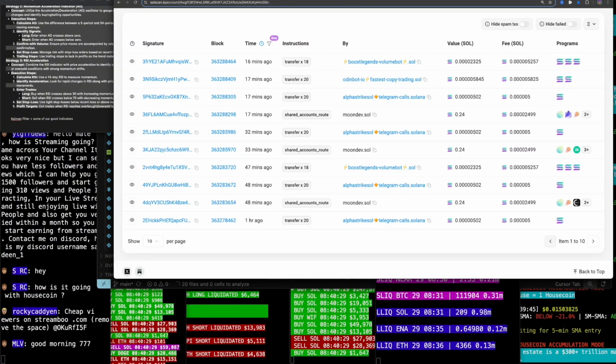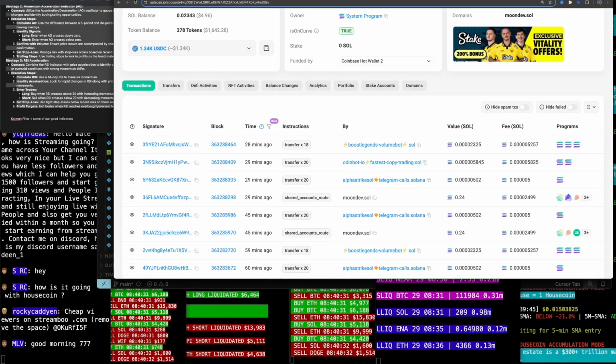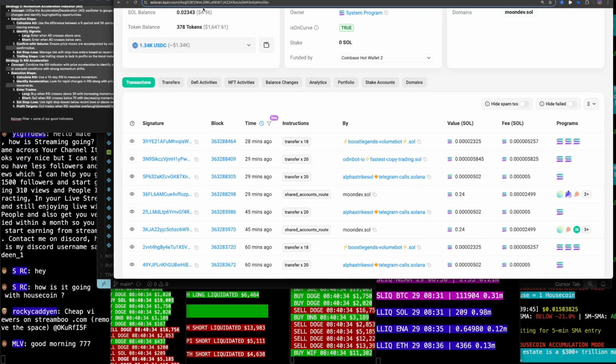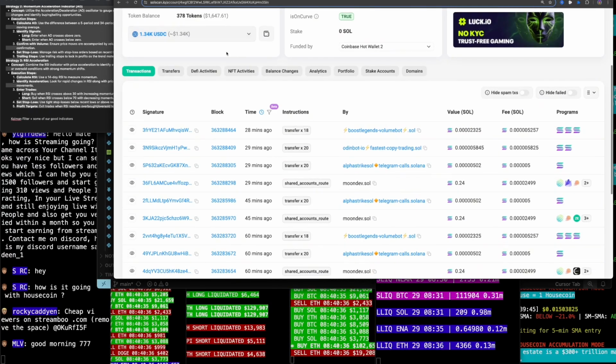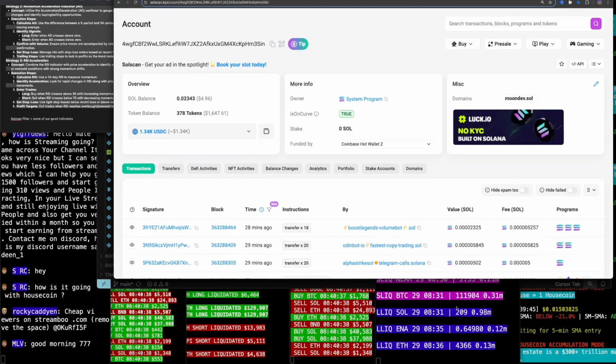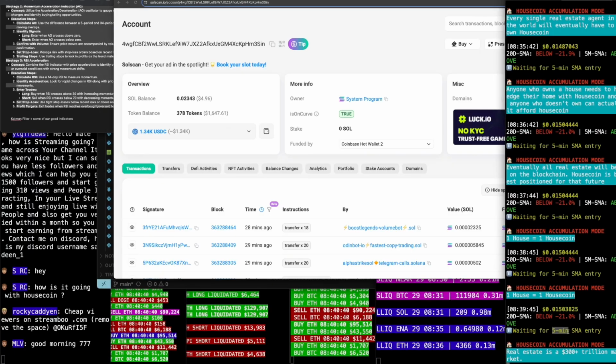Let's see if there's been any new transactions here. Nope, 29 minutes ago. Must be looking, oh, it's looking for the 5-minute. Okay.